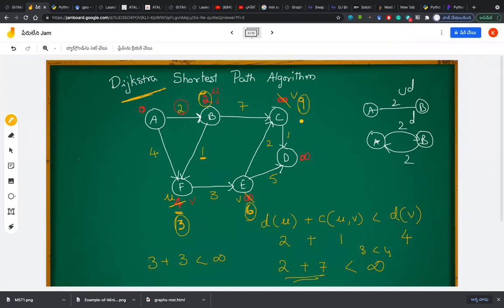From E, tell me, if I want to go to C with 6, that's fine. 6 plus 2 is less than 9. Yes, correct. If this is U and V, and this is 6 and you want to go to C, then it is 8. So 6 plus 2 is 8, less than 9, because 8 is less than 9. Hence, I will strike off 9 and write 8 now. So this is the latest one to reach C.